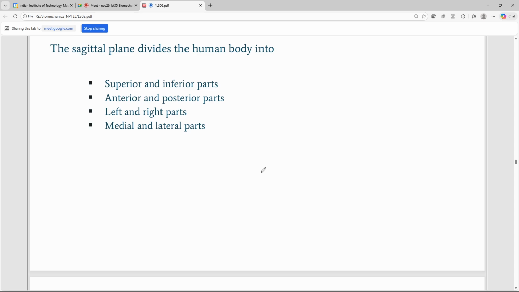Next one, the sagittal plane divides the human body into what kind of parts? Superior and inferior parts, anterior and posterior parts, left and right parts, medial and lateral parts. So simple but tricky question. The sagittal plane divides the human body into superior or inferior parts, or anterior or posterior parts, or left and right parts, or medial and lateral parts.